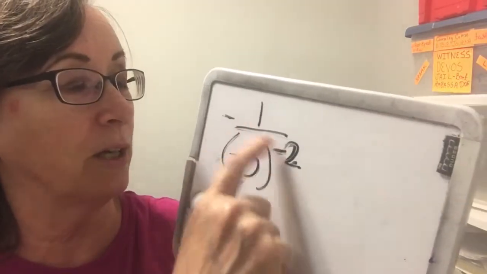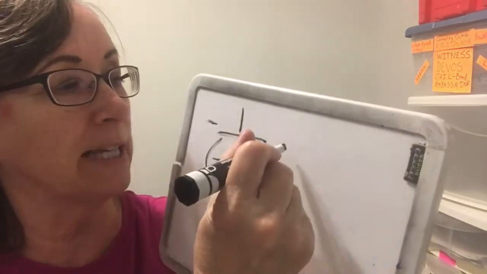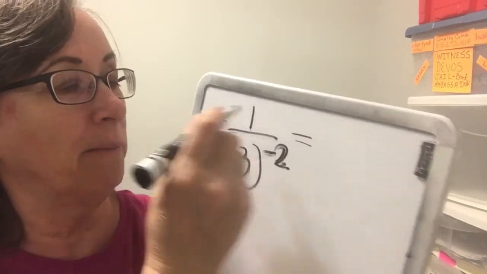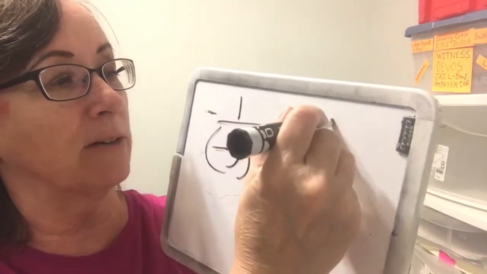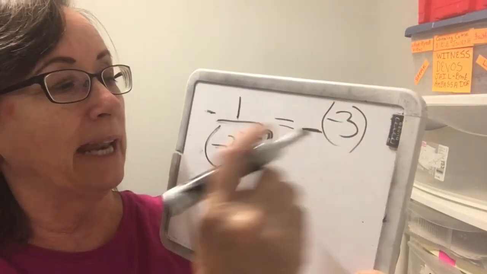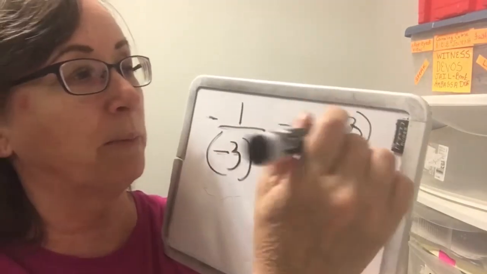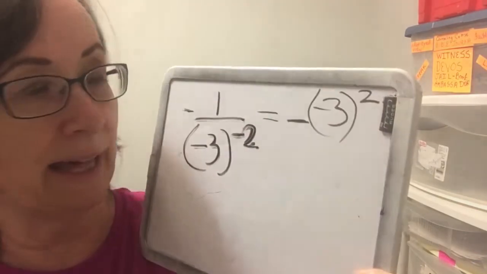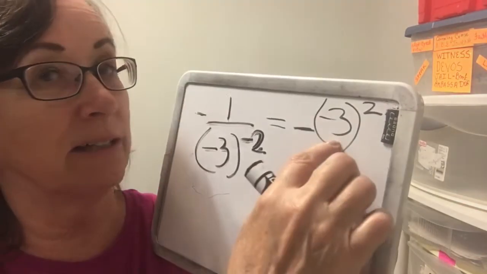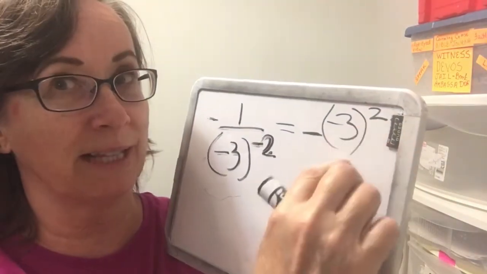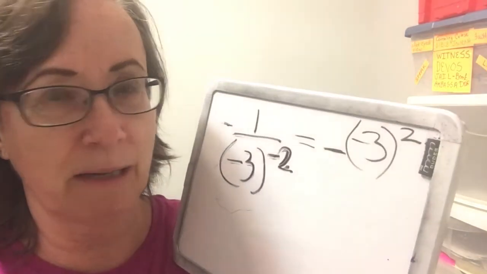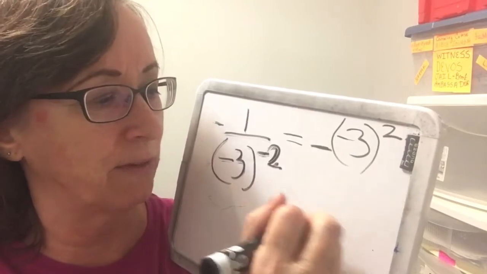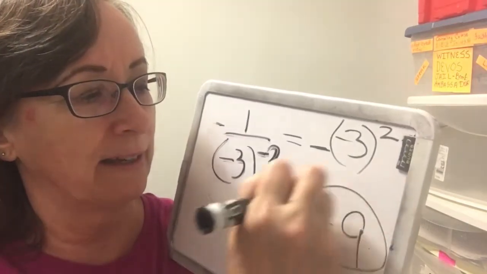So we're going to go ahead and change the position. We're going to keep this negative out front right now. We're going to move everything upstairs, negative 3. But now instead of a negative 2, we're going to put a positive 2, like that. And we've got to do order of operations. We have to do this first. So negative 3 times negative 3 is positive 9. But then the opposite of a positive 9 is a negative 9.